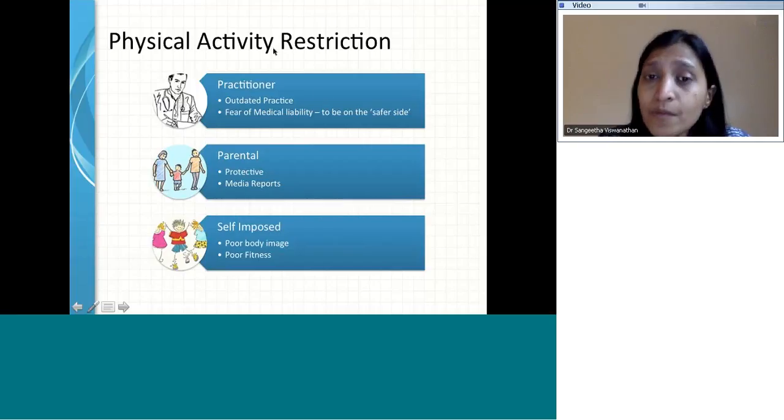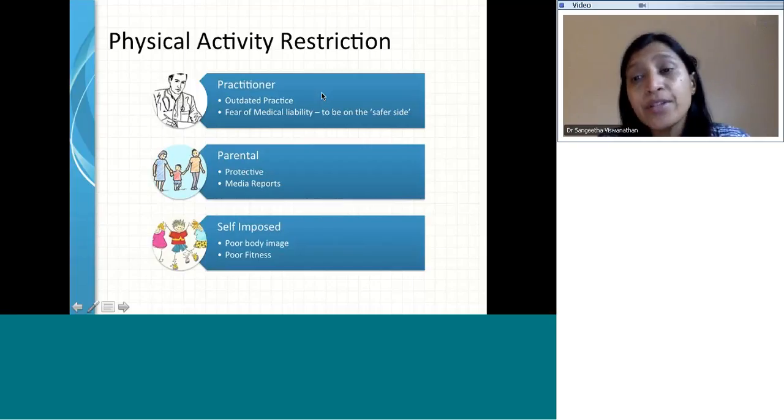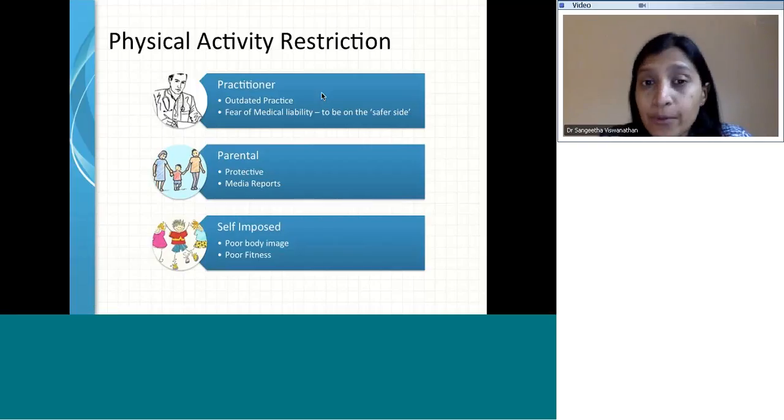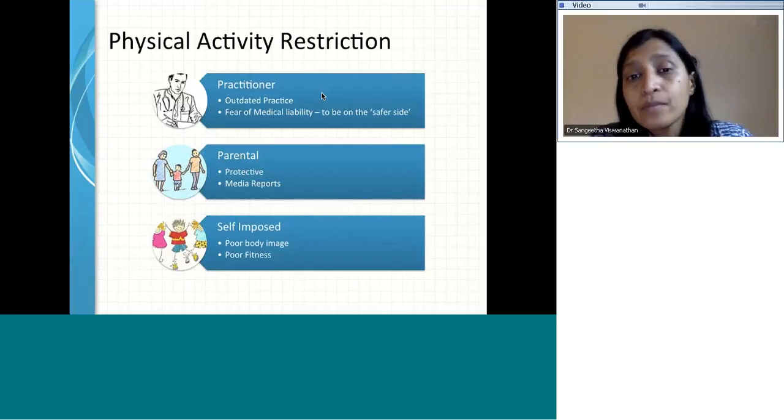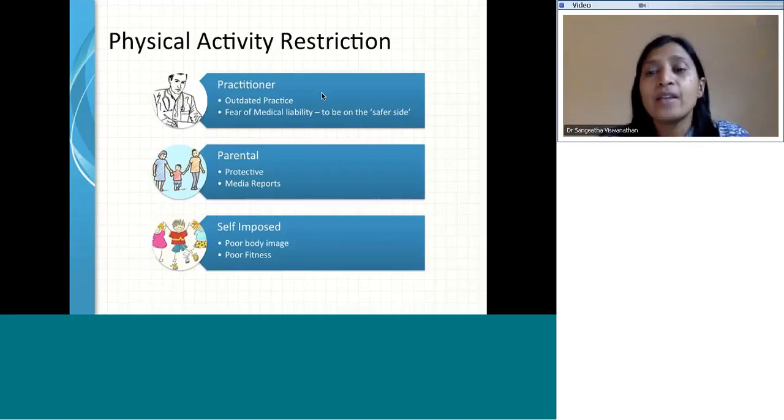So physical activity may be restricted by the practitioner because he may not be up to date with what is possible today and may not be up to date with the guidelines. Of course, there is a fear of medical liability, and to be on the safer side, he may feel it is better to restrict the child rather than allow them to do things.